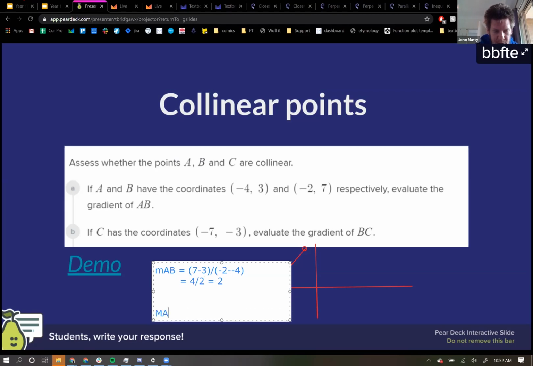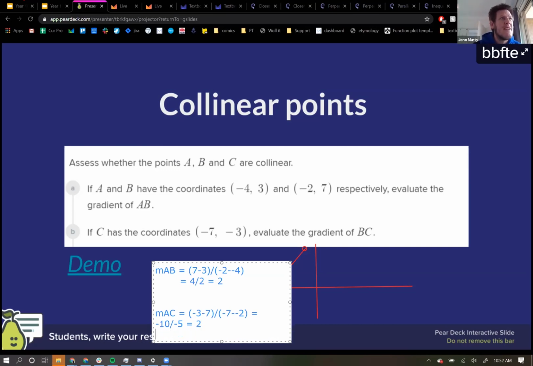And then I've got MAC equals minus 7 minus, no, minus 3 minus C and B, 7 over minus 7 minus minus 2. Minus 3 minus 7 is minus 10 over minus 7 minus minus 2 is minus 5, equals 2.